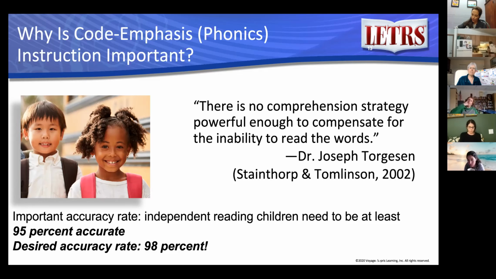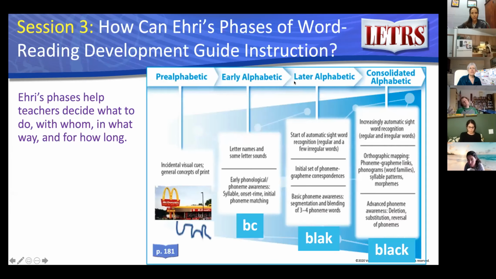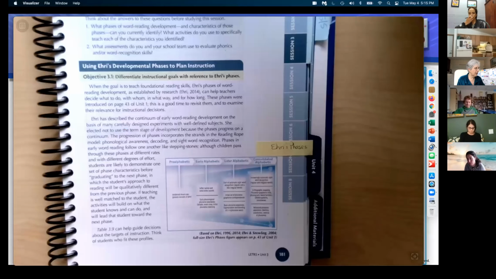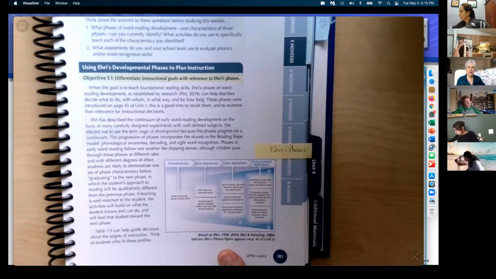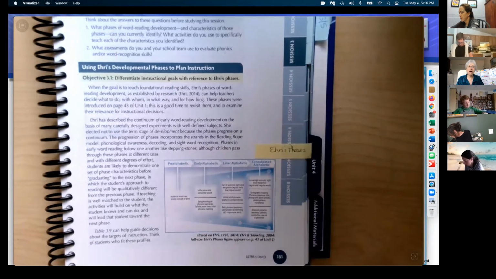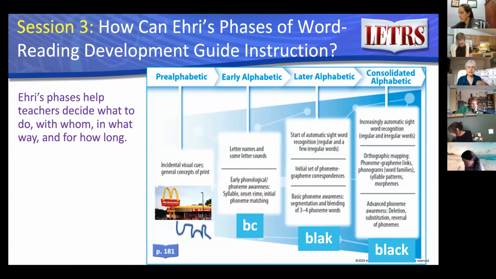So using that as our backdrop, I'd like to take you into the Linnea Ehri phases of word reading. And what I would draw attention to is if you go into your text to page 181, I'm going to just tell you a little bit about what Linnea Ehri really wanted to create in her phases of reading. And so to do that, I'm going to sort of give you the schema of what she was envisioning. First and foremost, she wants us as educators not to think of these as stages, but phases.